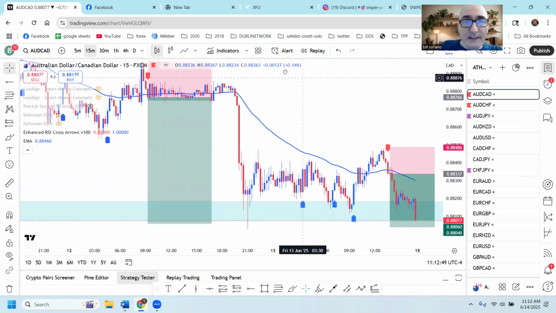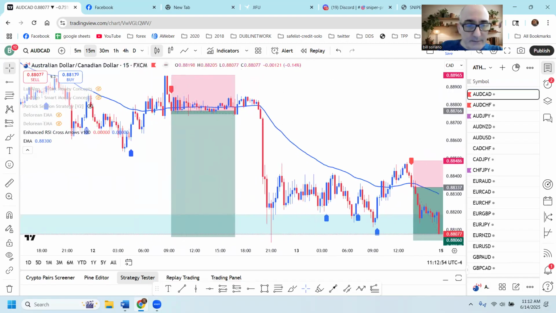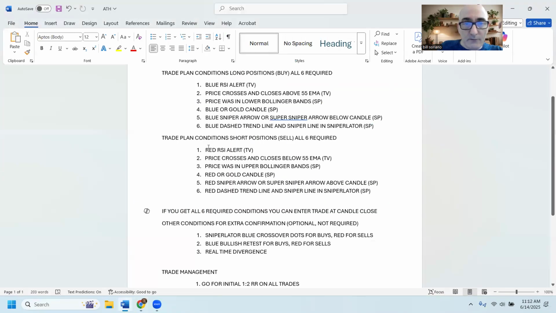And again, we're getting the first 2 confirmations on TradingView. First two confirmations: RSI alert, red RSI alert, price crosses and closes below the 55. These are the trade plan conditions, short positions, sell. All six are required, right? Now we go to Sniper Pro. Was price in the upper Bollinger Band? Do we get a red or green candle? That has to be the same candle that is the alert candle in TradingView, right?